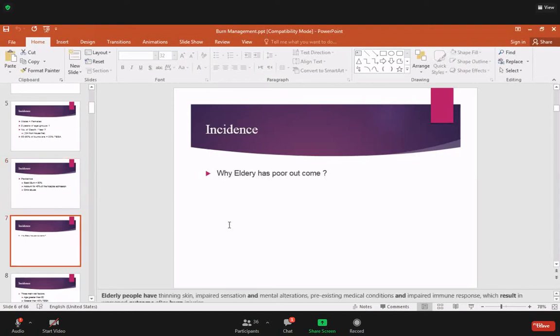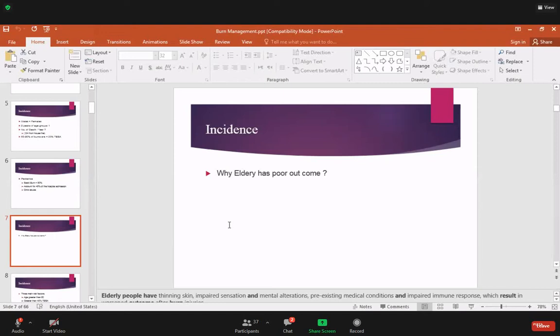Okay, the incidence is not very common in the elderly. The elderly group is not very commonly involved in burn accidents, but the outcome is poor in these patients. Why is the outcome poor? Because of their own body status, because of their own conditions. They could have some pre-existing conditions related to poor medical issues or chronic medical problems.